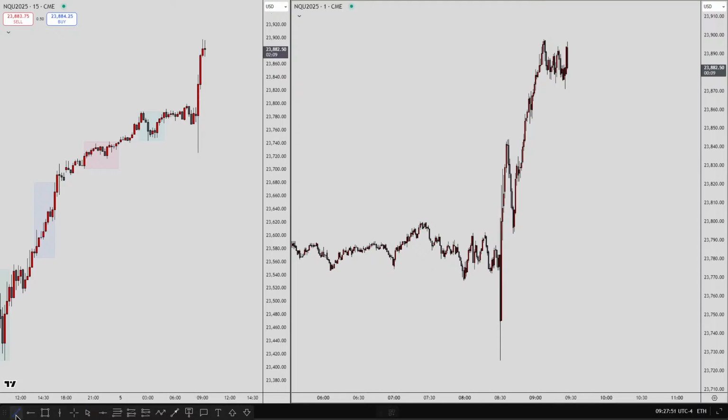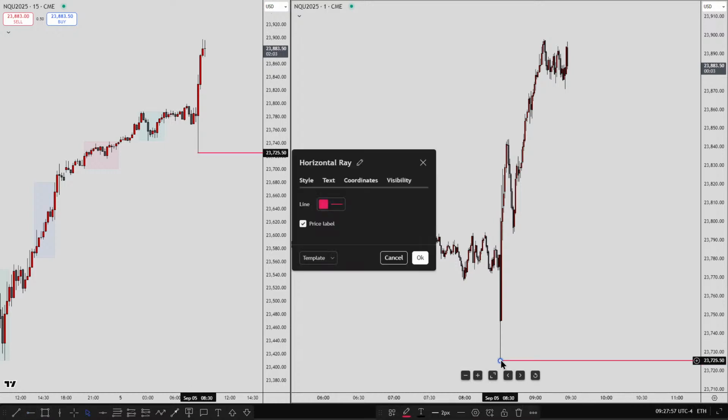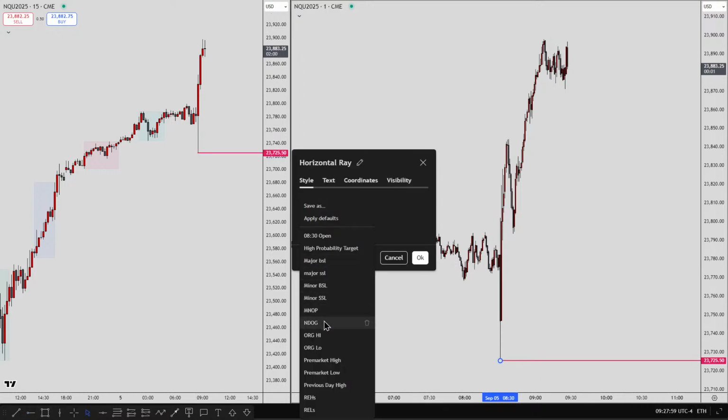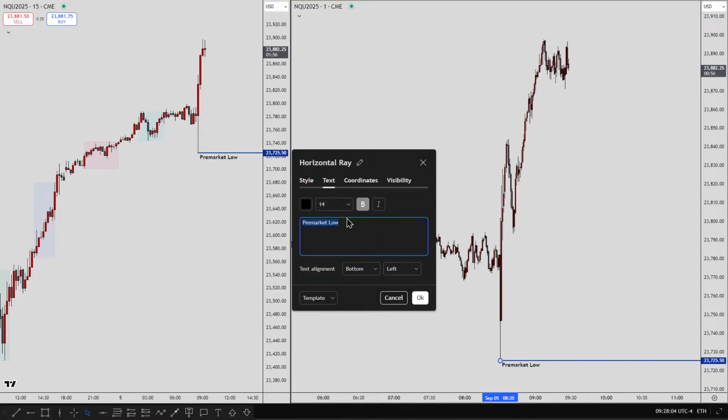So we're looking at this data low. Pre-market low plus data.